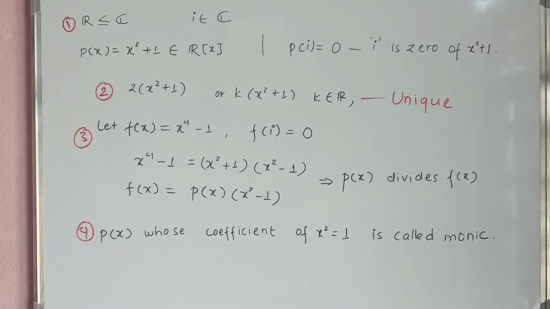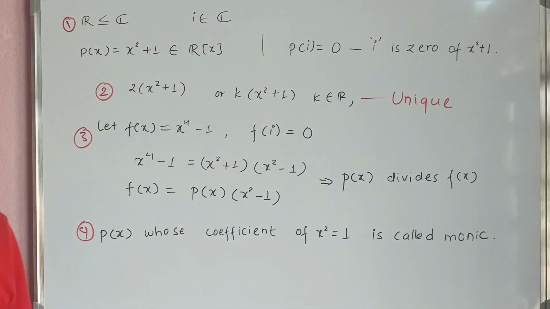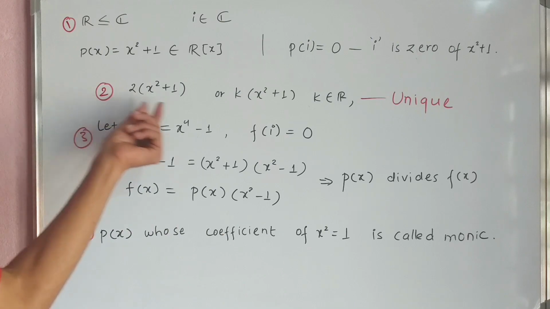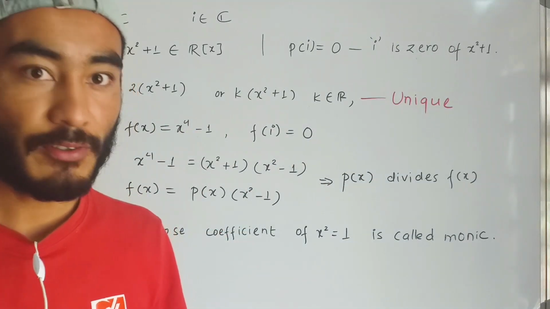Second, we have 2 times x squared plus 1, or any number k times x squared plus 1. These two polynomials are the same except for the constant factors 2 and k. So the polynomial p(x) is unique except for the constant factors.